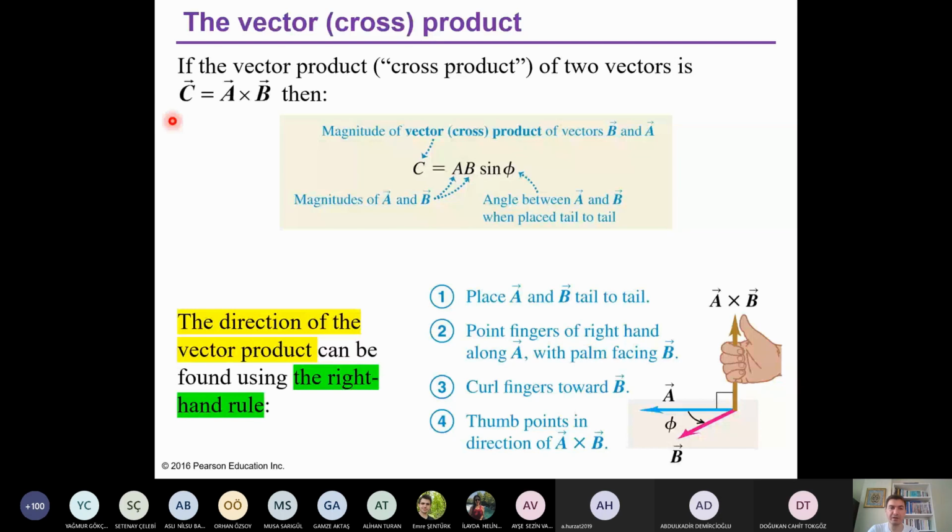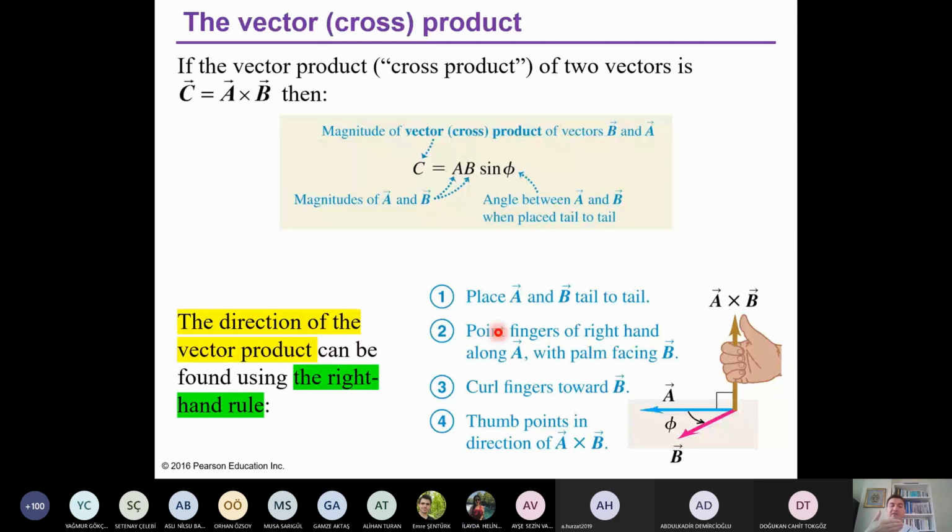So now, how to calculate this resultant vector? Direction of the vector product can be found using the right-hand rule. So how to do that? Here I have A vector and B vector, and there is an angle in between. The angle is named phi. So what is C? What is A cross B? We have to find this one. Can you see my hand?